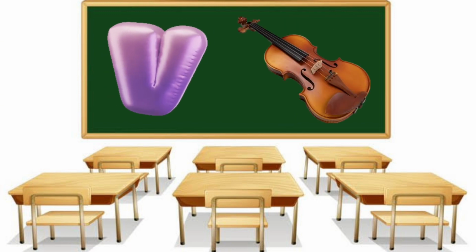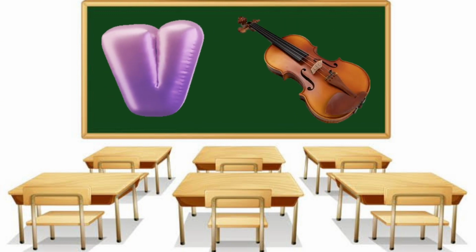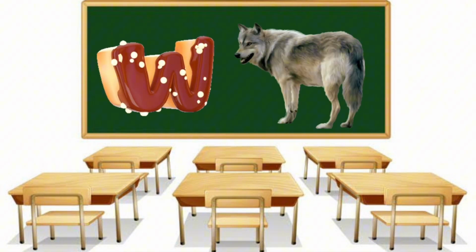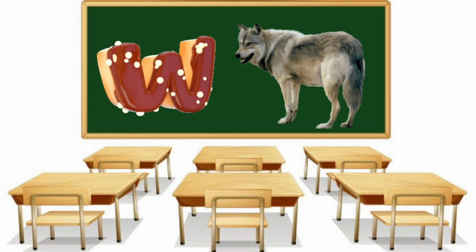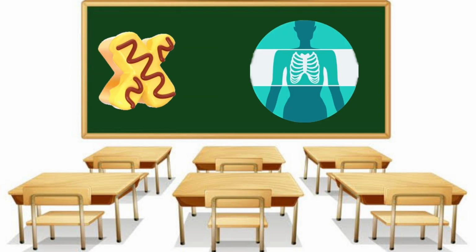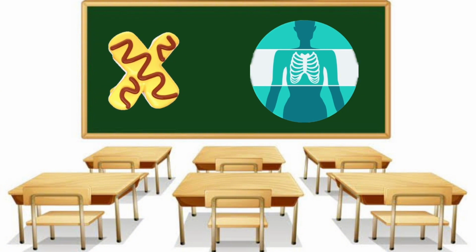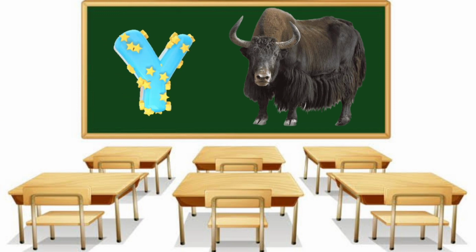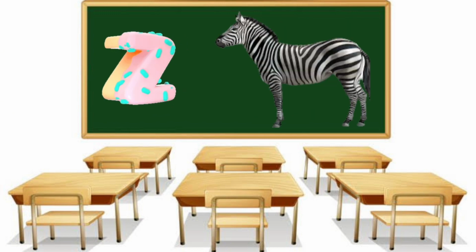V is for violin. Violin. W is for ball. Ball. X is for X-ray. Y is for yaw. Yaw. Z is for zebra. Zebra.